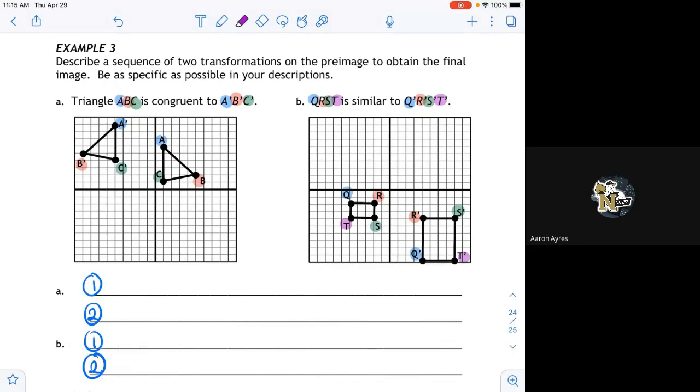Colors up and see what you can figure out. And I'll tell you what, on part A, the order does matter. So the order matters on problem A.